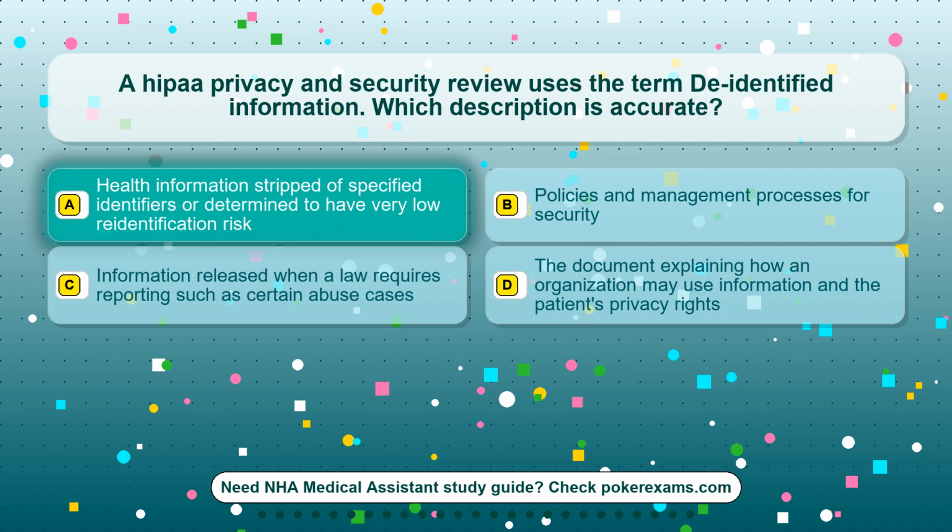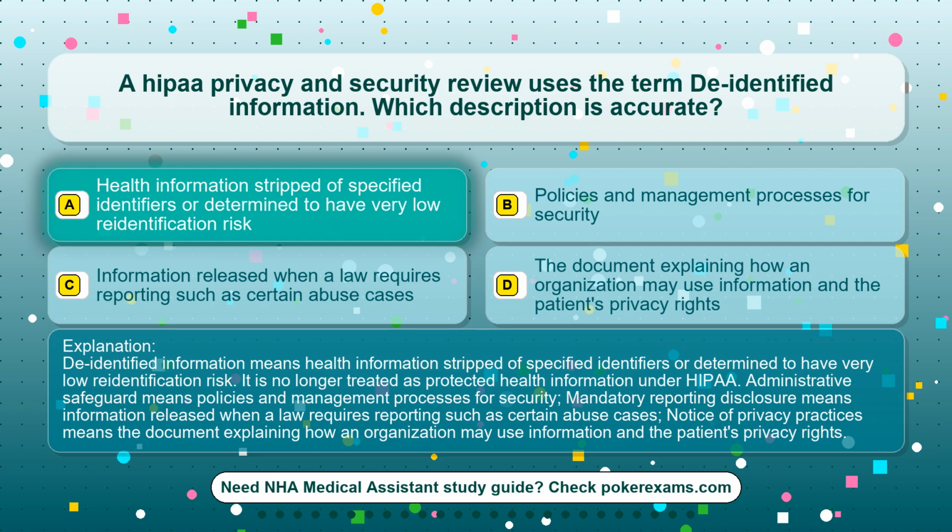The correct answer is option A. Health information stripped of specified identifiers or determined to have very low re-identification risk. De-identified information means health information stripped of specified identifiers or determined to have very low re-identification risk. It is no longer treated as protected health information under HIPAA. Administrative safeguard means policies and management processes for security. Mandatory reporting disclosure means information released when a law requires reporting such as certain abuse cases. Notice of privacy practices means the document explaining how an organization may use information and the patient's privacy rights.